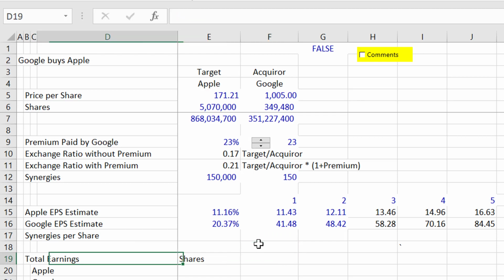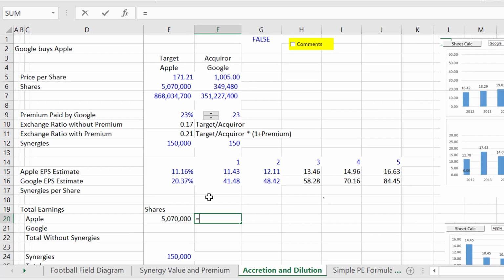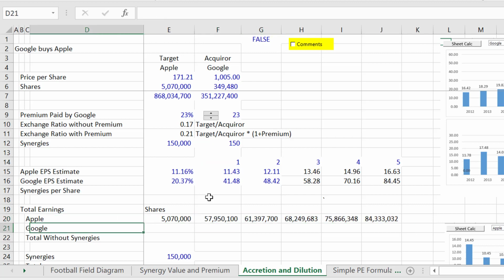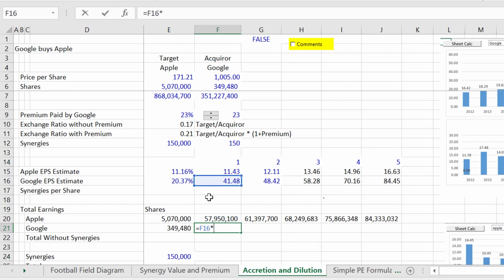Now I'm going to leave the synergies out. So let's put the shares here first. So let's put the shares of Apple, and then we can take the Apple and multiply this by, I'll put the F4 3 times, and then that's the earnings we get from Apple after we consolidate this. And then we can take the shares of Google, and then we can take the earnings per share and multiply that again. Okay? Oops. Did I do something wrong? No.